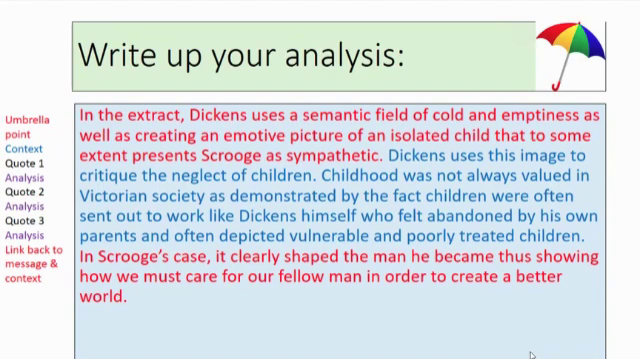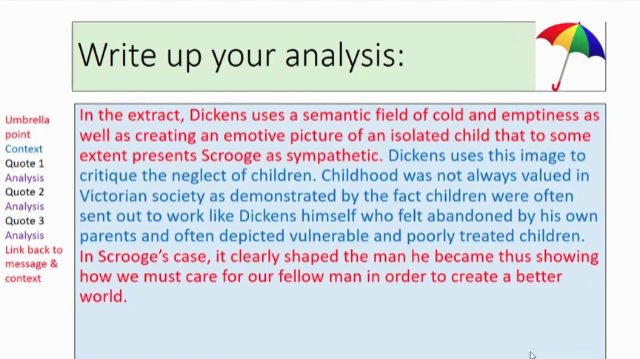But she's also made sure she has addressed fully the question, which is, to what extent is Scrooge presented as sympathetic? And she said, to some extent. Okay, and then we've got context, and the context here has been linked very closely to Dickens's purpose. So you can put this in at the start. Dickens uses this image to critique the neglect of children. Childhood was not always valued in Victorian society, as demonstrated by the fact children were often sent out to work, like Dickens himself, who felt abandoned by his own parents and often depicted vulnerable and poorly treated children.